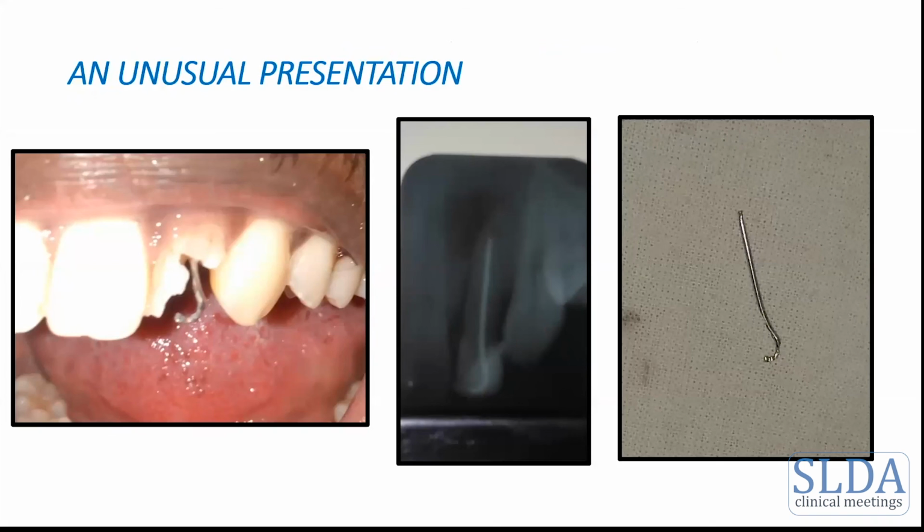And this is again an unusual presentation. This is a patient treated when I was working at Coronary Hospital. You can see that a metal something has been placed, maybe a metal wire or something like a hook, and there's no root canal treatment done. So before going into the proper treatment, this metal part was removed and root canal treatment was done. So this is again an unusual type of presentation.